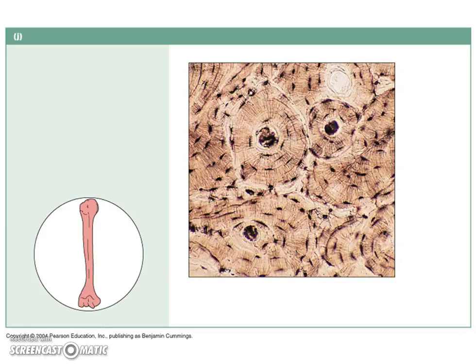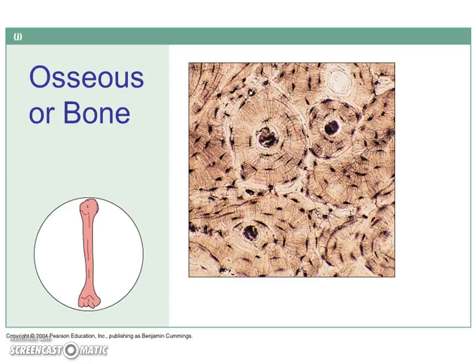This one's easy to describe. It looks like the inside of a tree. It looks like you have the rings of the tree. And that's the way bone or osseous tissue is made. It's made in osteon units, concentric circles to give bone strength. So this is bone tissue.